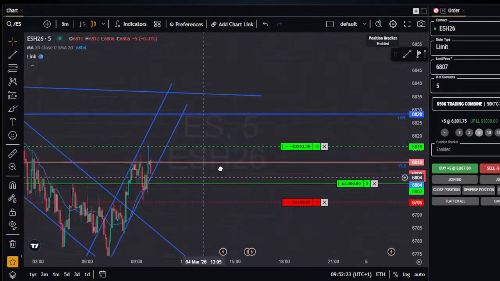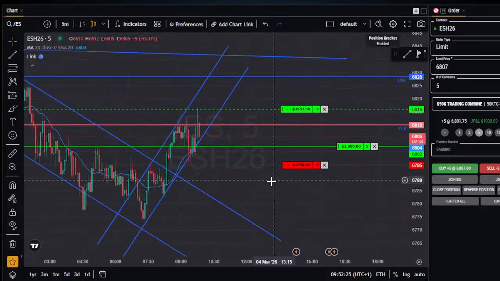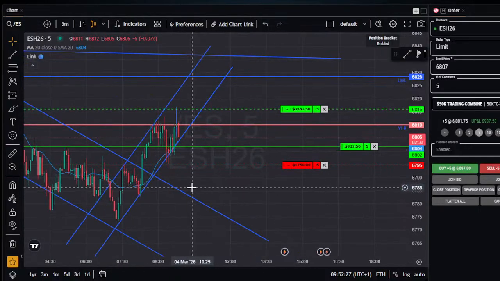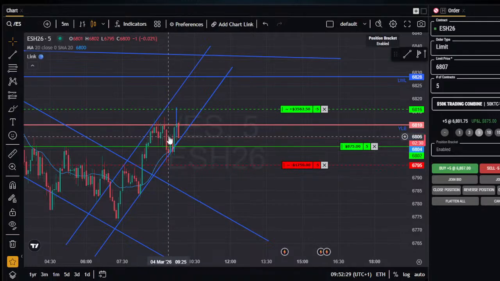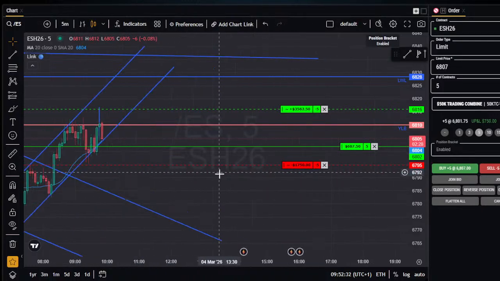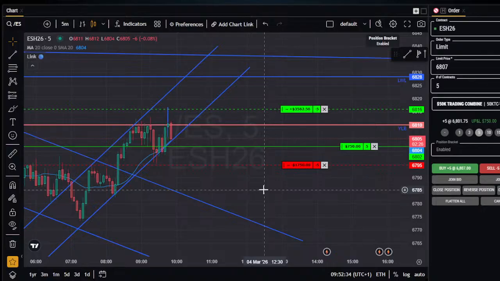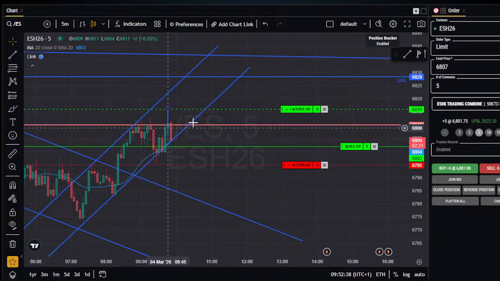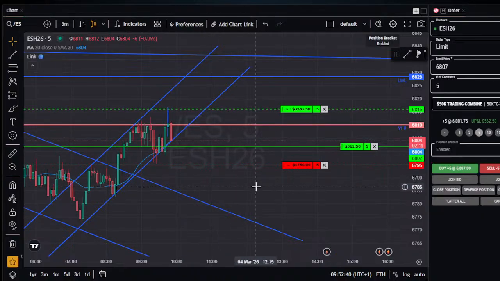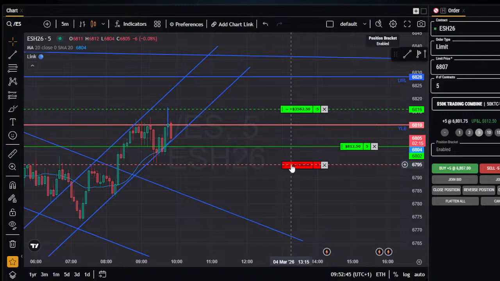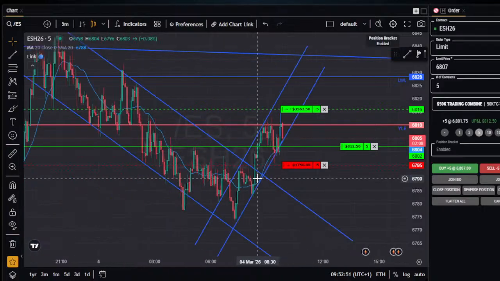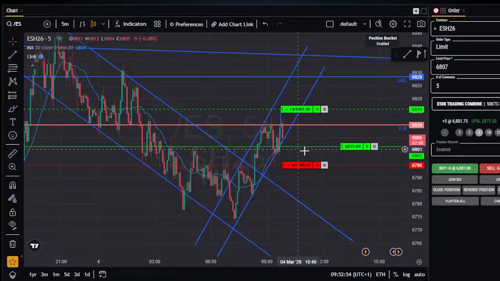What do I do if this reverses on me right now? Then I will get out, because we could have a 1, 2, 3, a wedge top with a double top, and then I sell out, and to get a retest down here.